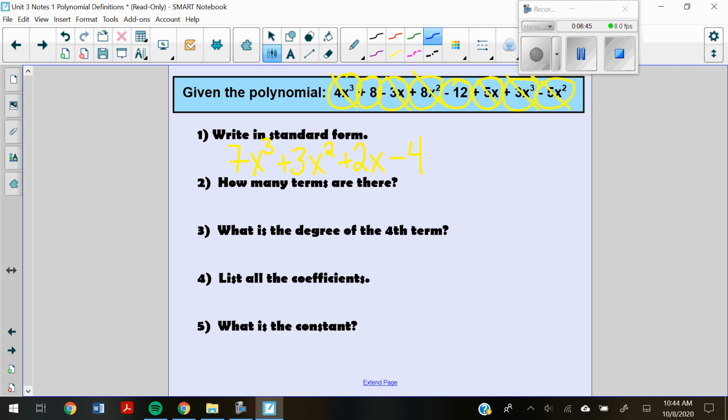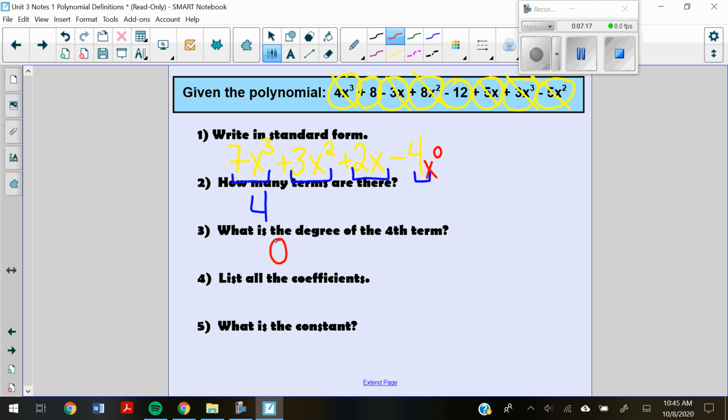All right, how many terms are there? So when I do this, I'm looking at how it's broken up between the pluses and minuses. So I count 4 terms here. Okay. What's the degree of the 4th term? So the 4th term is my constant. So there's no variable there. If there was a variable, it would have a 0 power. So my 4th term's degree is 0. That's the only way my variable goes away.